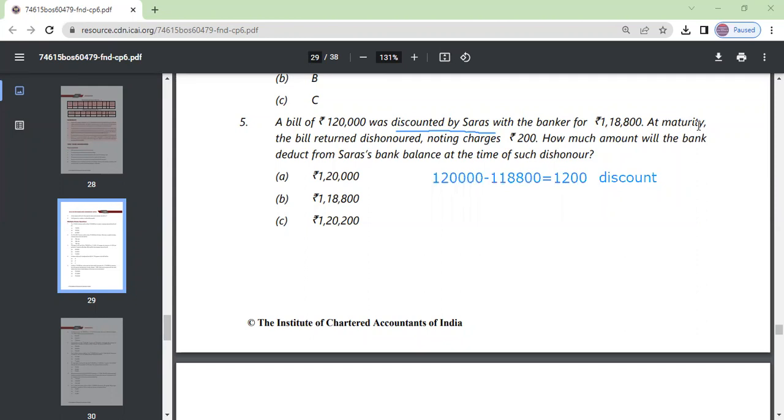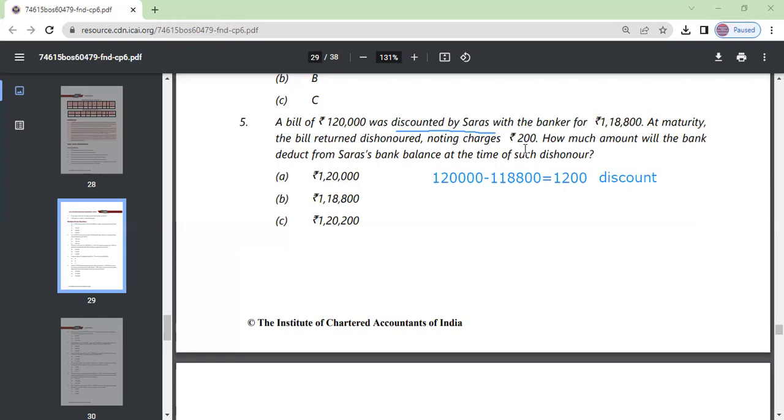Okay. At maturity, the bill returned dishonored. Dishonor means what? The drawee is unable to pay the bill amount. So in case of a bill discounted with the bank, deduct the bill amount and noting charges from the drawer's account, and the drawer will collect the amount and noting charges from the drawee. Understood? Now, in case the bill is returned dishonored, noting charges is 200. What about noting charges? The amount payable to the notary public for noting the reasons of why the bill is dishonored.